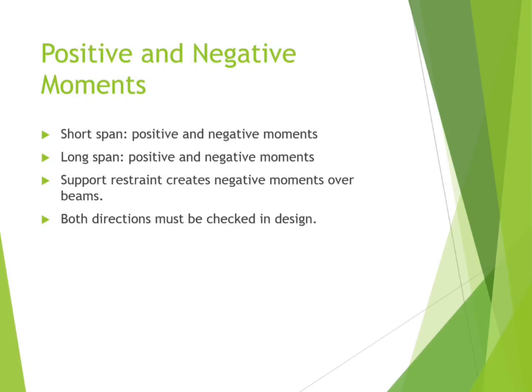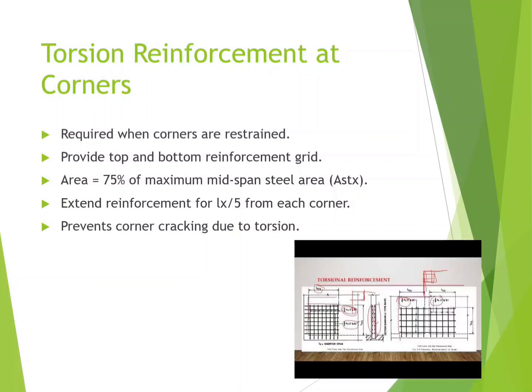Because the edges are locked into the beams, negative bending moments build up directly over the supports. This means we have to calculate 4 separate moments, positive and negative for the short span, and positive and negative for the long span. Now, remember those curling corners we discussed earlier.